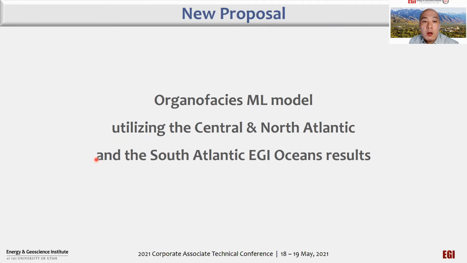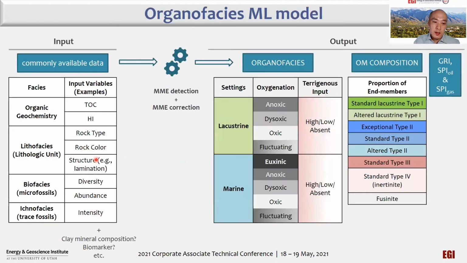Now I would like to move on to a new study proposal that was mentioned in his presentation. So we would like to propose a new data science study in which we use all the data and results gathered by the EGI Oceans projects over the last 8 years and use them as training set to build a model which can detect and correct for mineral matrix effect and predict organophases or environment and organic matter composition without performing additional analysis such as Rock-Eval pyrolysis on isolated kerogen samples.